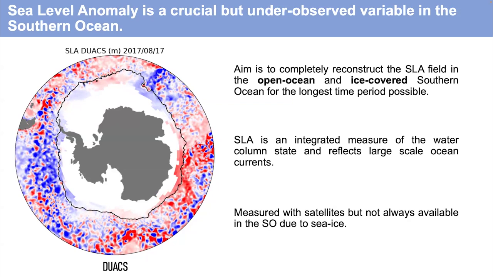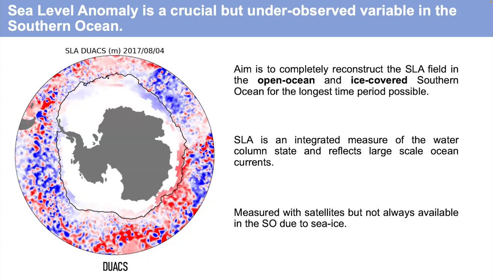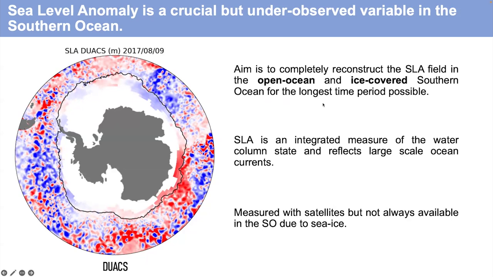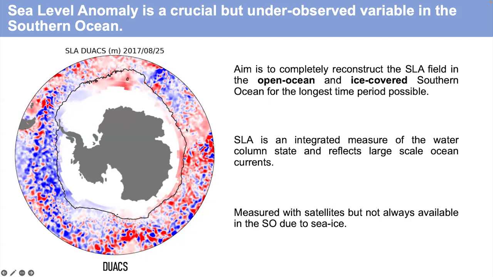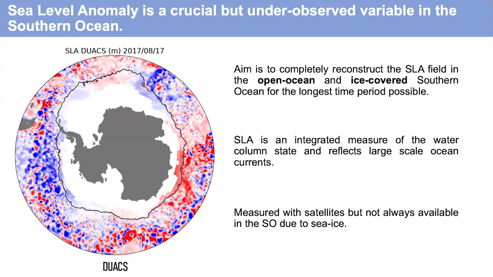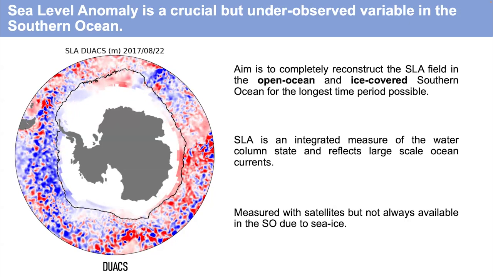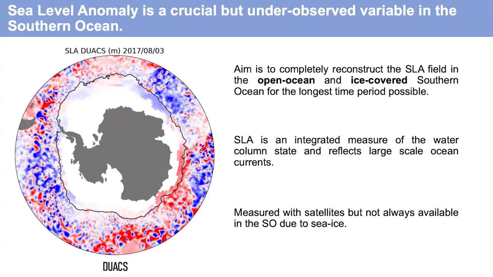But in the Southern Ocean, it's not always possible to get them because the sea ice blocks the sea surface from the satellite side. Here you have an example of a classic altimetry product from DUACS, and in black you have the sea ice limit. As you can see, when we have sea ice, we have much less data. And so my work up until now has been to go beyond this limit and produce the longest sea level anomaly product possible.